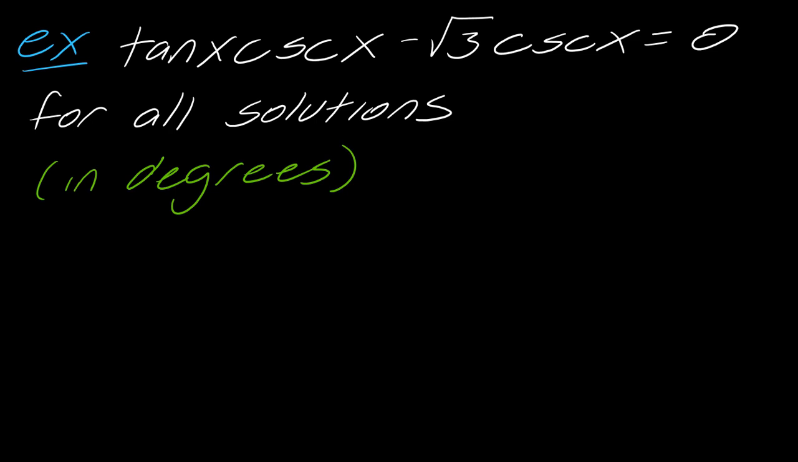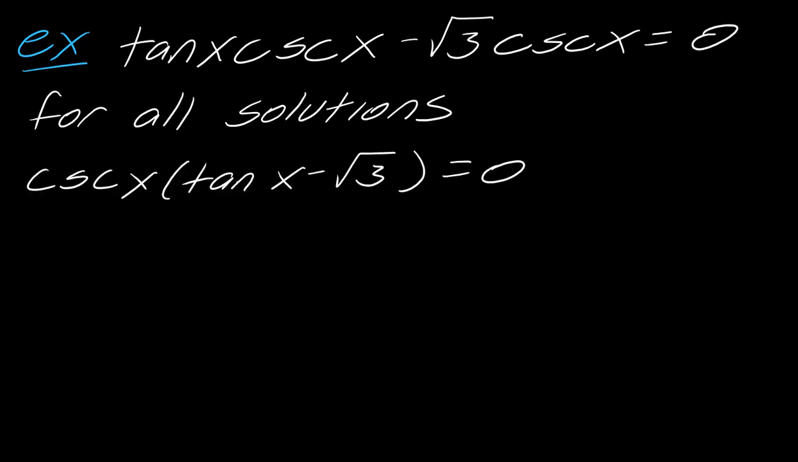Okay, so let's try another one. Tangent x times cosecant x minus square root of 3 cosecant of x equals 0 for all solutions, and let's do this in degrees. I would recommend that you try this one totally on your own. This one is a little bit tricky, so you just want to think through the solutions, and then once again, just hit play when you're ready.